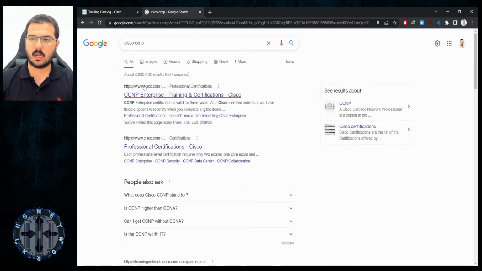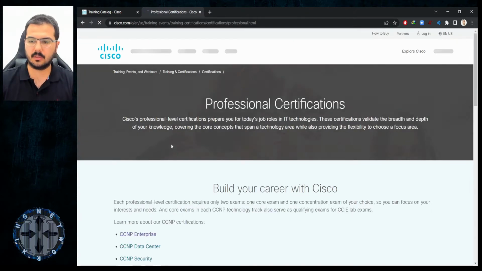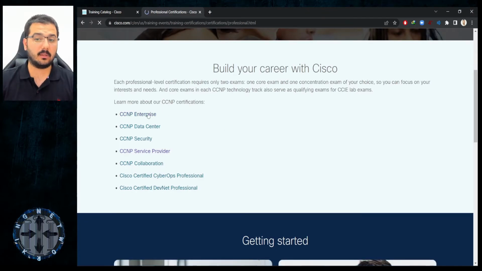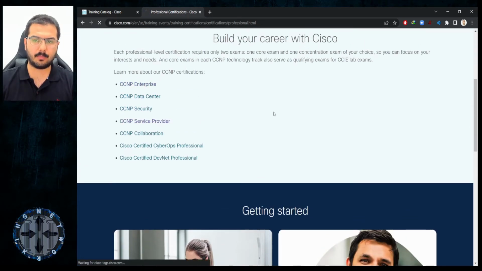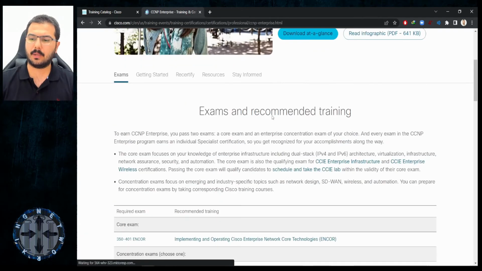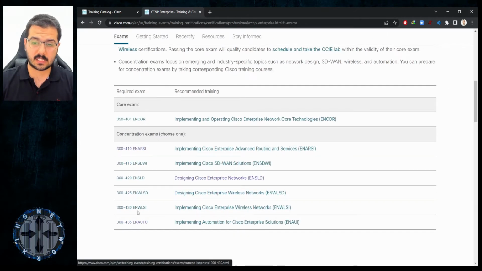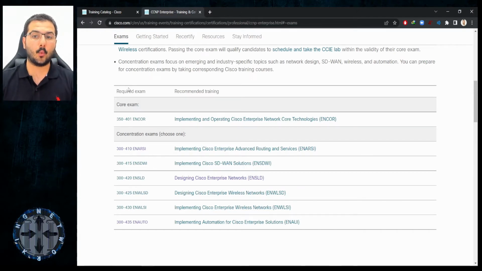The results are: first link is from Cisco, the second link says professional certificate. Go to professional certificates, and you can see enterprise, data center, security, service provider, collaboration, cyber operations, DevNet, and each one of them has a lot more. What does that mean? Go to enterprise. When you go to enterprise, you will find that there are these 7 exams. These are 6 plus 1, 7 exams that are within the domain of becoming a professional with Cisco Enterprise Solutions.